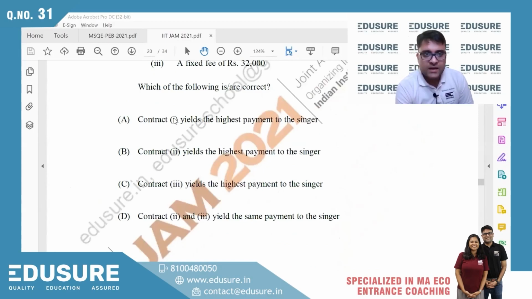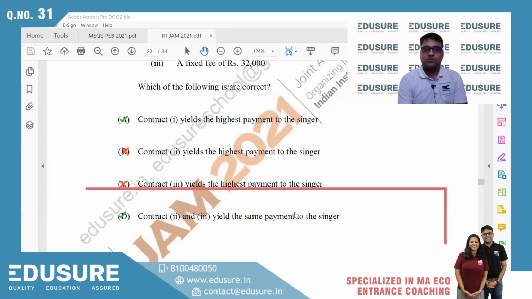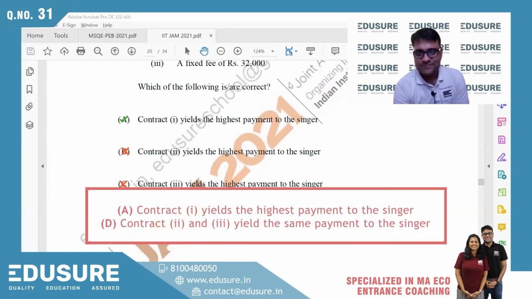Contract 1 yields the highest payment, correct. Contract 2 yields the highest payment, incorrect. Contract 3 yields the highest payment, incorrect. Contract 2 and 3 yield the same payment, correct. A and D both are correct. ठीक है. Contract 1 yields 97,440. Contract 2 and 3 both yield 32,000 payment to the singer. समझ में आया सबको? समझ में आया? Then please raise your hand.